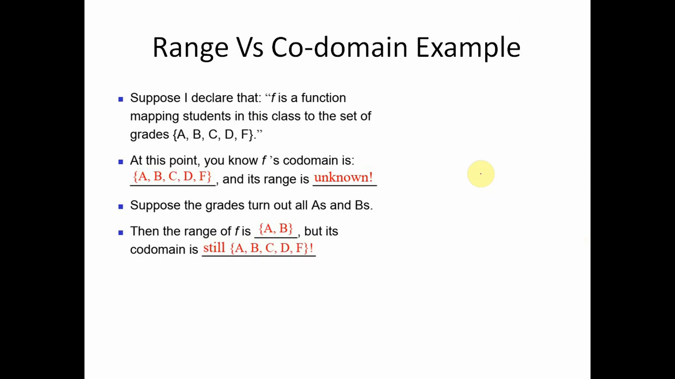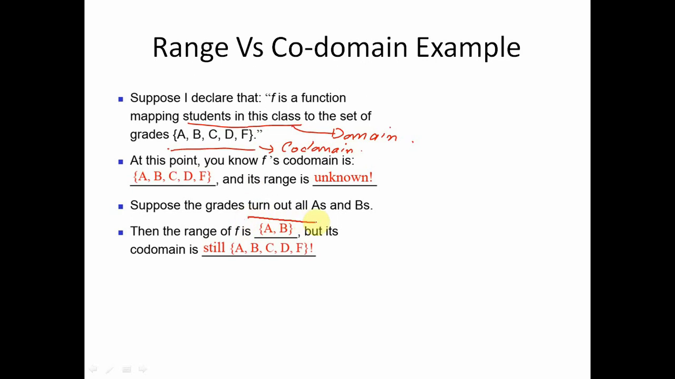Let's see certain examples. Suppose I declare that f is a function mapping students in this class to the set of grades A, B, C, D, F, right? So I know that f is the function mapping the students in the class. Now students in the class, this becomes the domain. And the grades, these are the codomain, right? And now up to this point, I cannot say anything about the range. Why? Because I do not know what is going to be the grades of all the students.